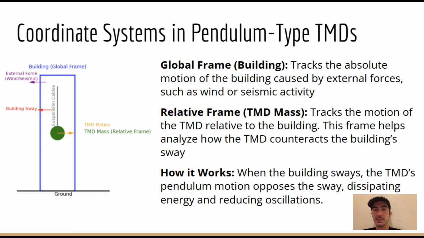The global frame represents the building's absolute motion under forces like wind. This frame lets us measure the structure's overall response and the external forces acting on it. The relative frame focuses on the TMD's mass, which swings against the building's motion. By analyzing this frame, we can calculate how the damper absorbs and dissipates energy.